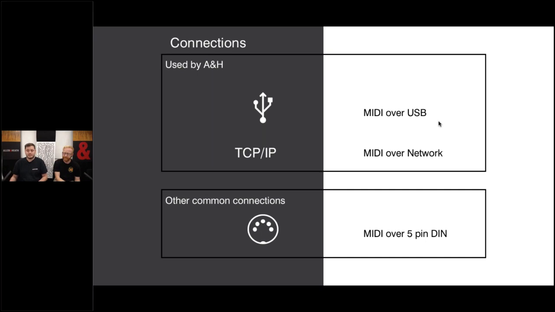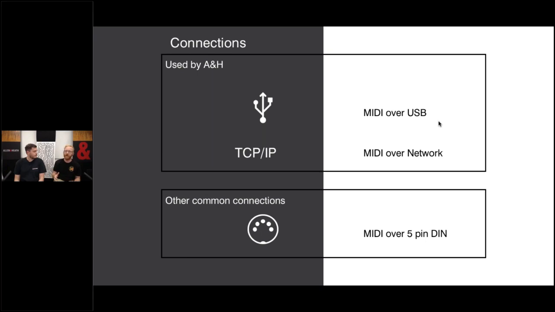So the USB, which you might know from Q and SQ from using it for audio, will also carry MIDI. So it's like an audio MIDI interface built into those units. MIDI over network is what you would use for dLive, but you can also use it with the other ones. And that's, as Alex was saying, if you've got a mixer on the same network as your computer. Cool.